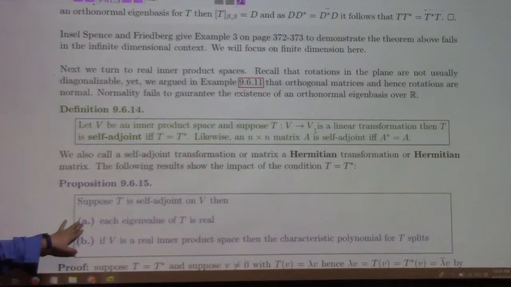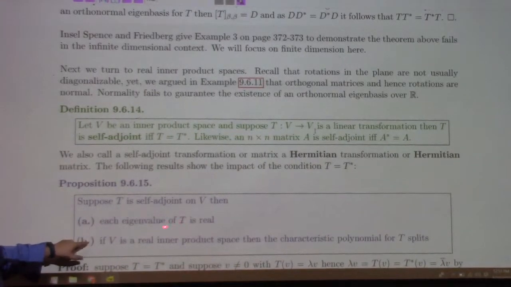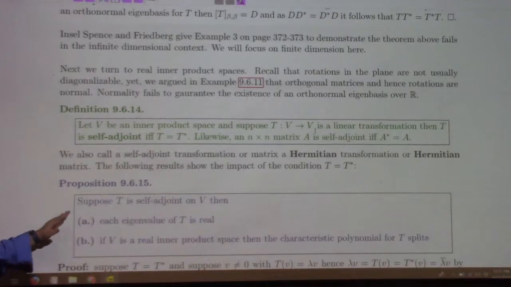If you have self-adjoint, then that means each eigenvalue of T is real. And if V is a real inner product space, then the characteristic polynomial for T splits. That's not obvious from the outset, but that's proved down here.